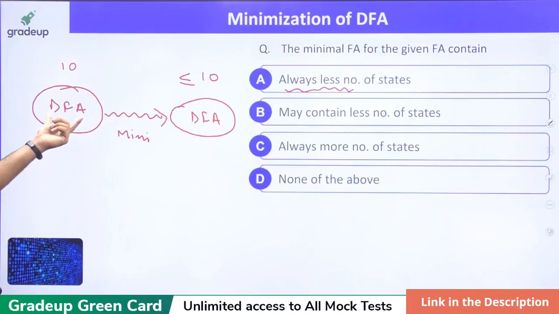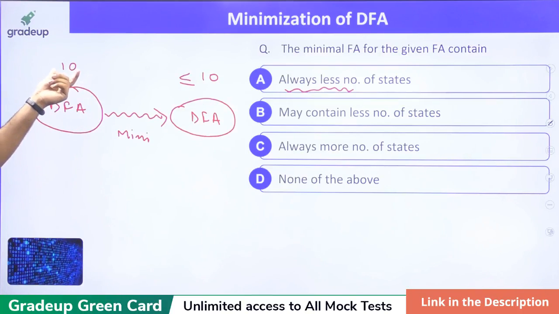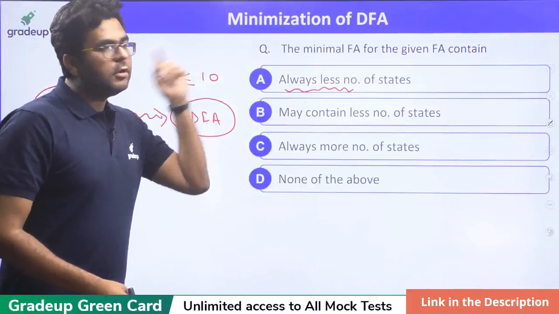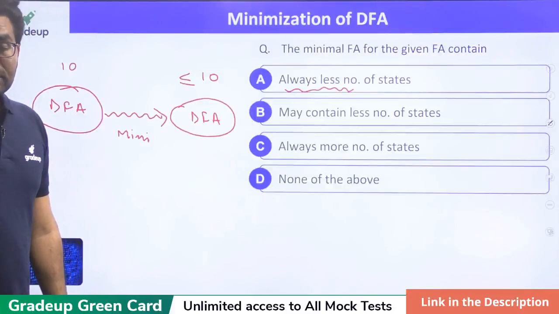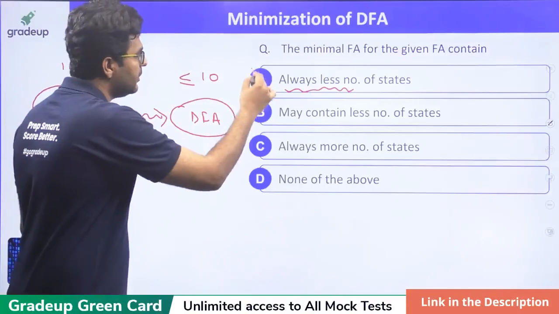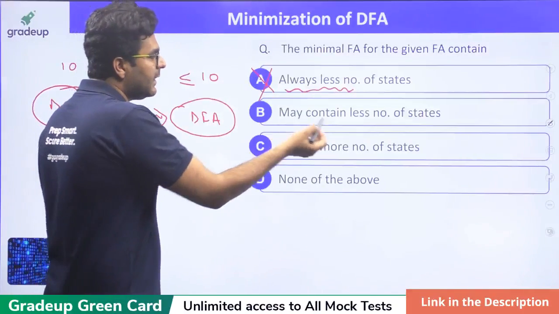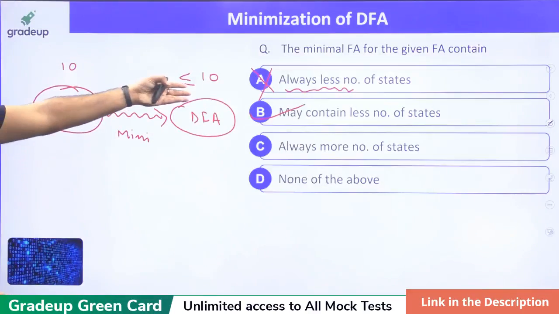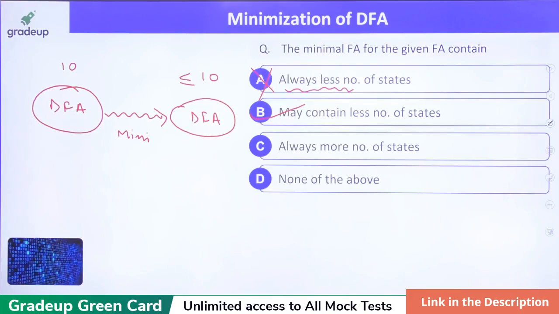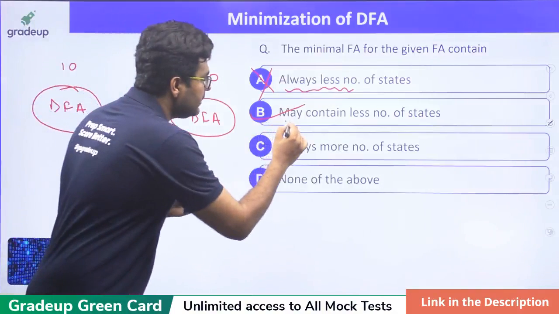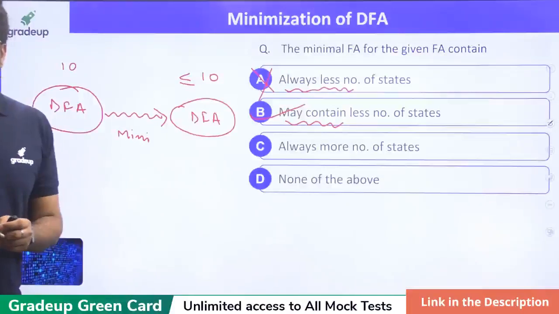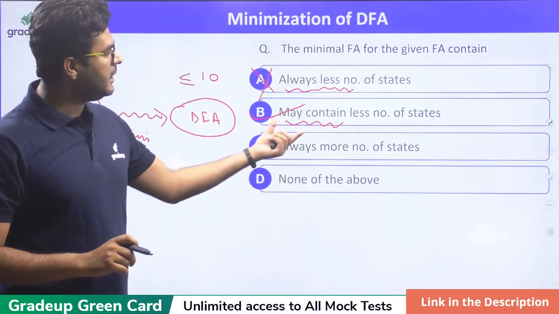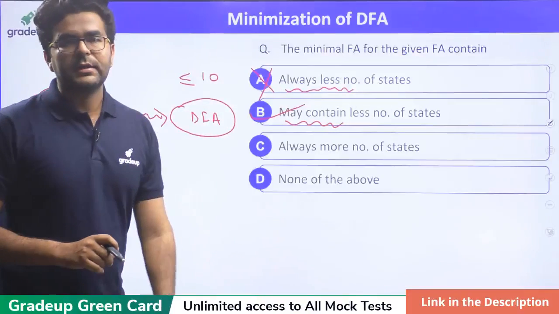So this is the situation. If your DFA has all 10 states, then after minimizing it, it's not guaranteed that it always has fewer states. It can have fewer states, or it can have an equal number of states. So we can say it may. We can't say that it will always; that would be the wrong answer. We can say it may. So that's why B is the correct answer.